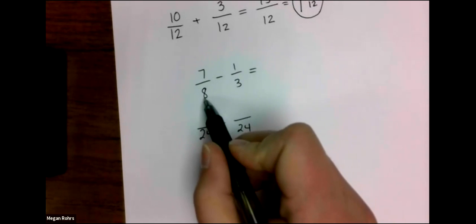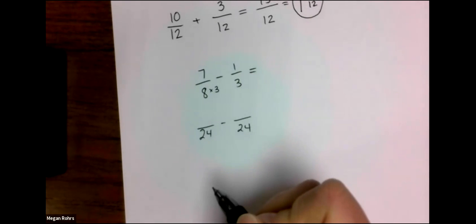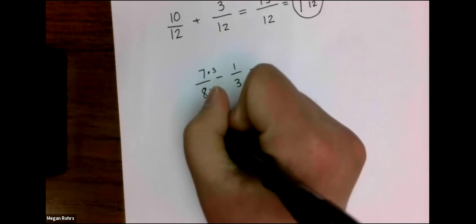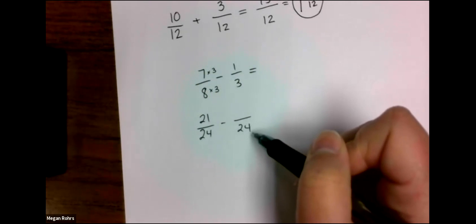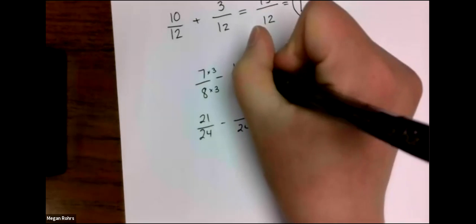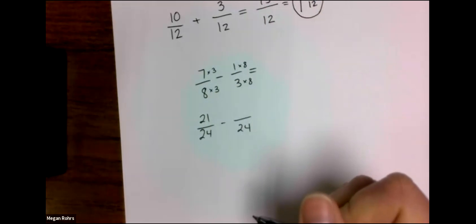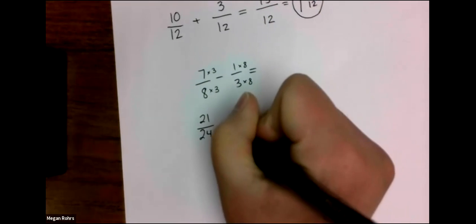Now, to get from 8 to 24, I took that times 3. So I need to do the same thing to my numerator here. 7 times 3 is 21. Now, from 3 to 24, I took that times 8. So I want to do the same thing to my numerator. 1 times 8 is 8.